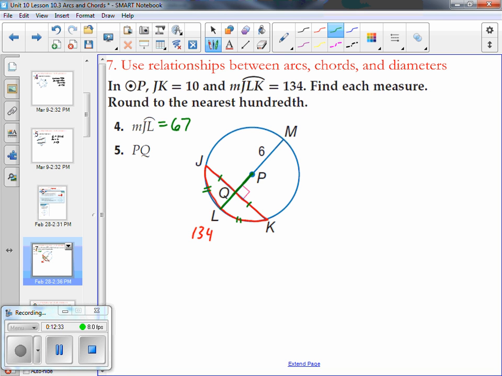Now, finding the length of PQ is a little more difficult. I'm going to make you work for this one. Okay? I will do this. The red segment that we started with, JK, had a length of 10. Well, since the green radius is perpendicular to it, JK got bisected. So doesn't that have to be 5 and that has to be 5? Now, they're asking us for the length of PQ, which I'll make blue here. Any ideas?